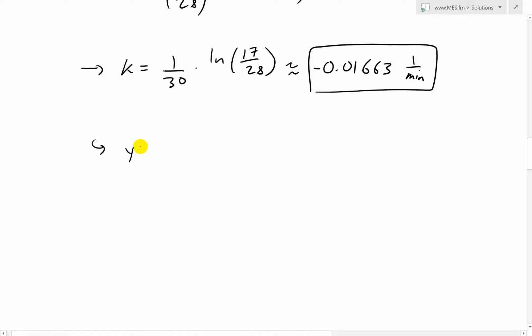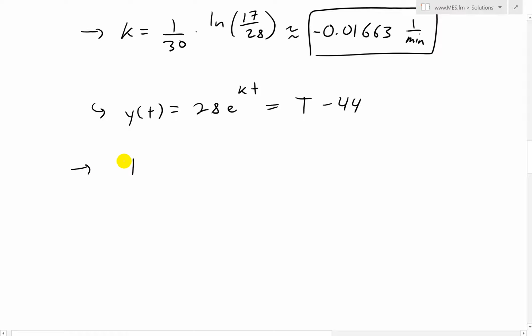So we have y of t is equal to 28 e to the kt, which, by definition, or what we let it equal, equals T minus 44. So rearranging, we move the 44 to this side, and we get T of t equals 44 plus 28 e to the negative 0.01663 times t. And this has to be unitless again, because when you have e to the whatever, it needs to be unitless so that the units all match up.